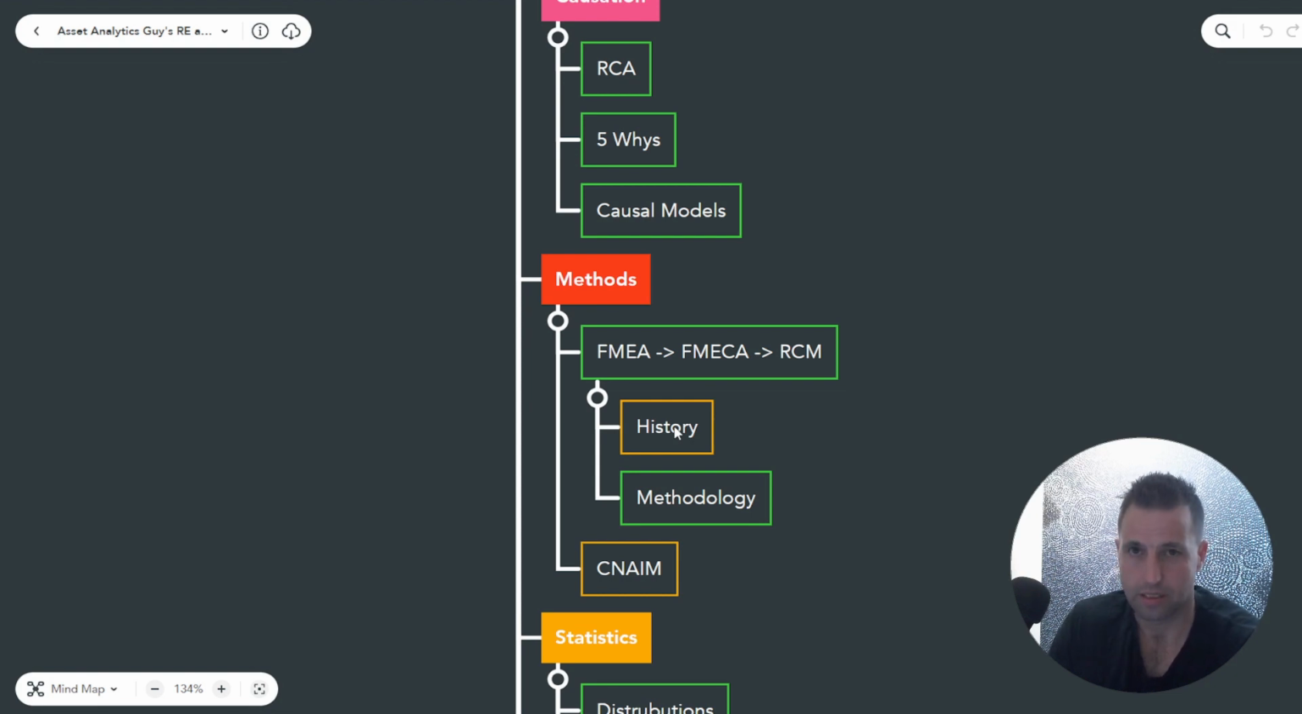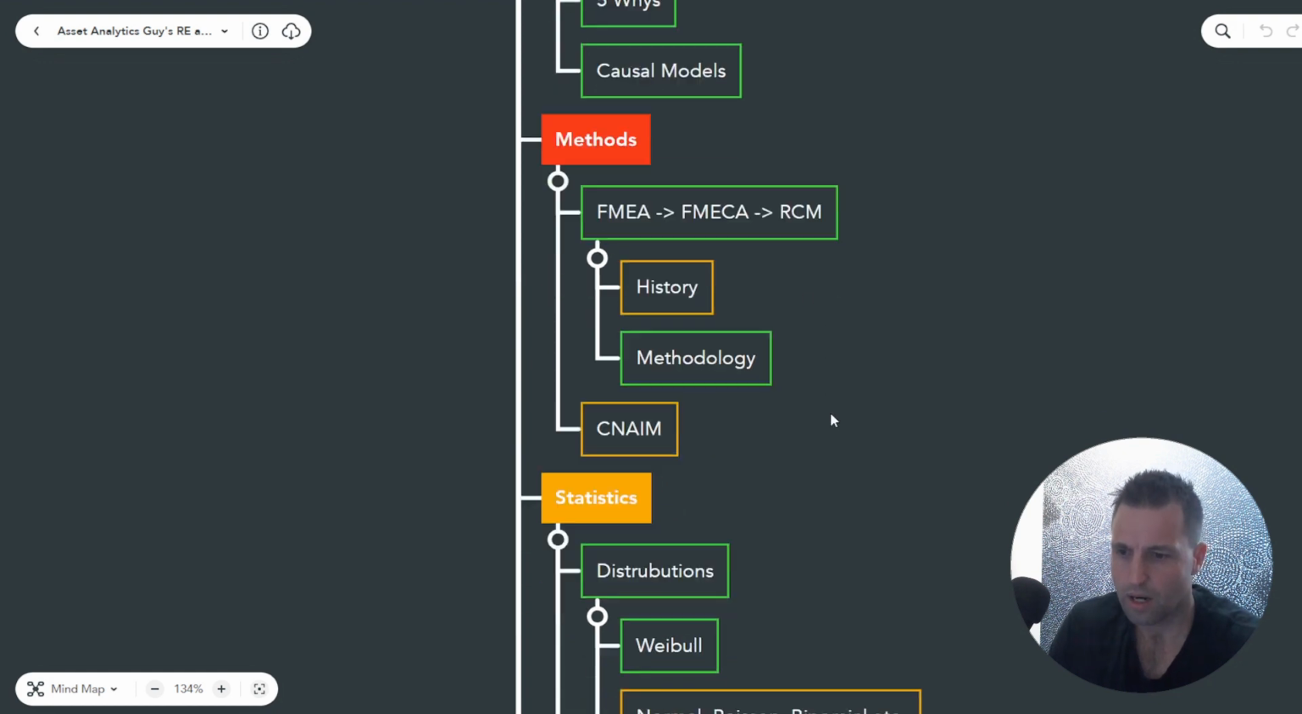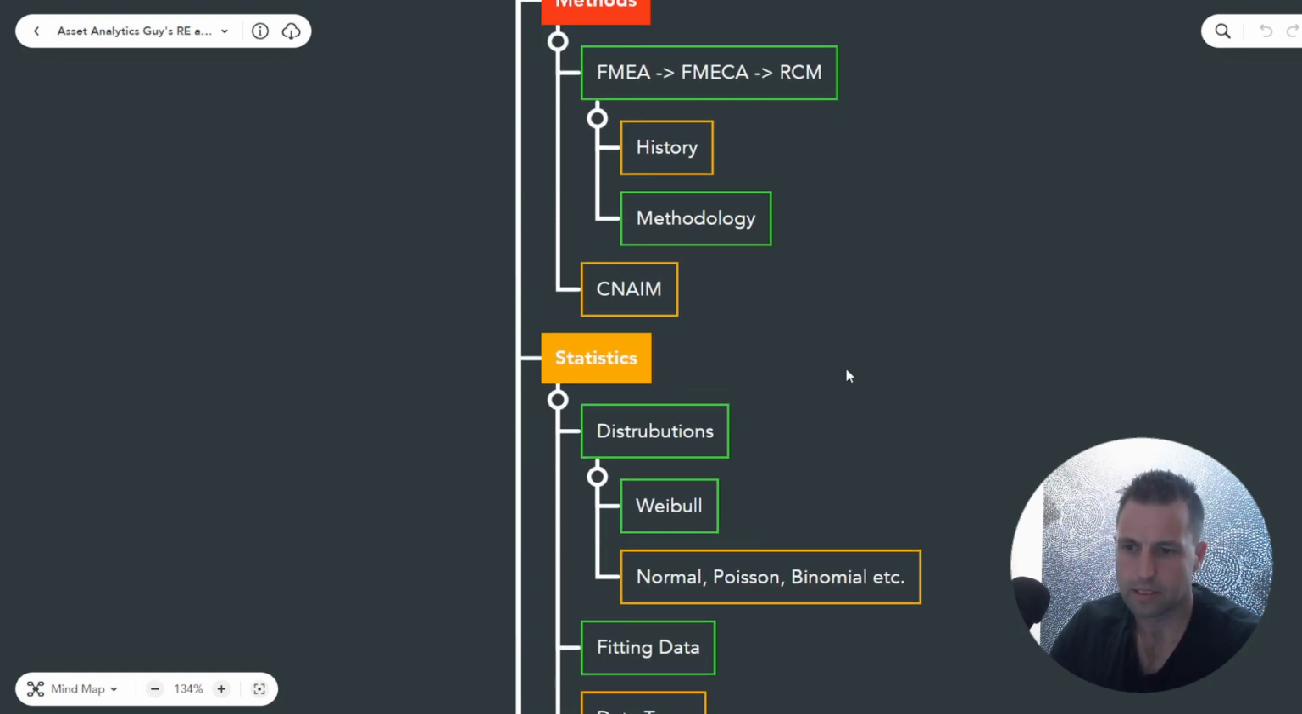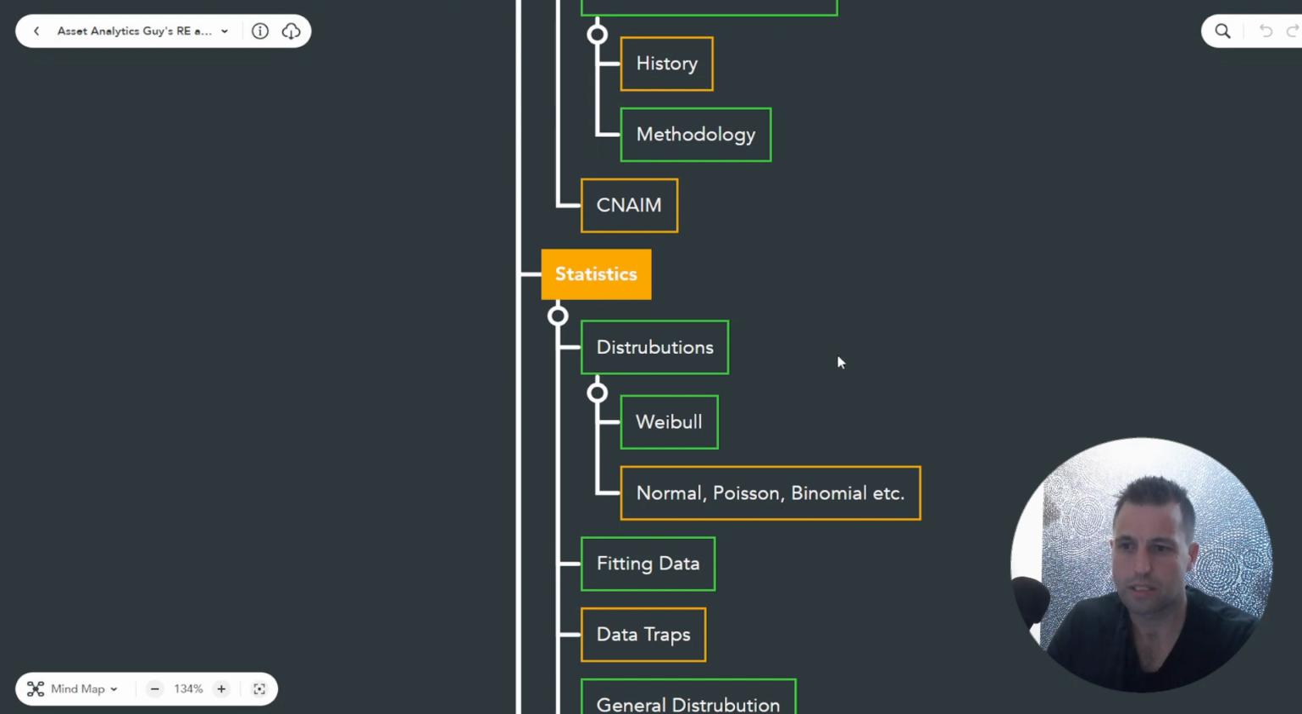The CNAIM is a really cool initiative that's ongoing in the UK. All right, up next is statistics. Having a really good understanding of statistics and probability distributions and that kind of thing is key to this discipline as well. So let's start with becoming familiar around various different distributions.